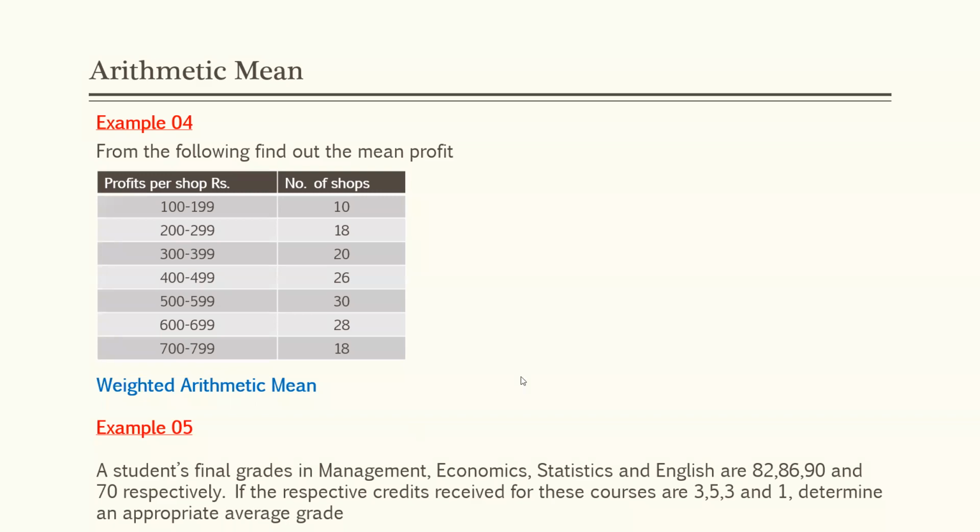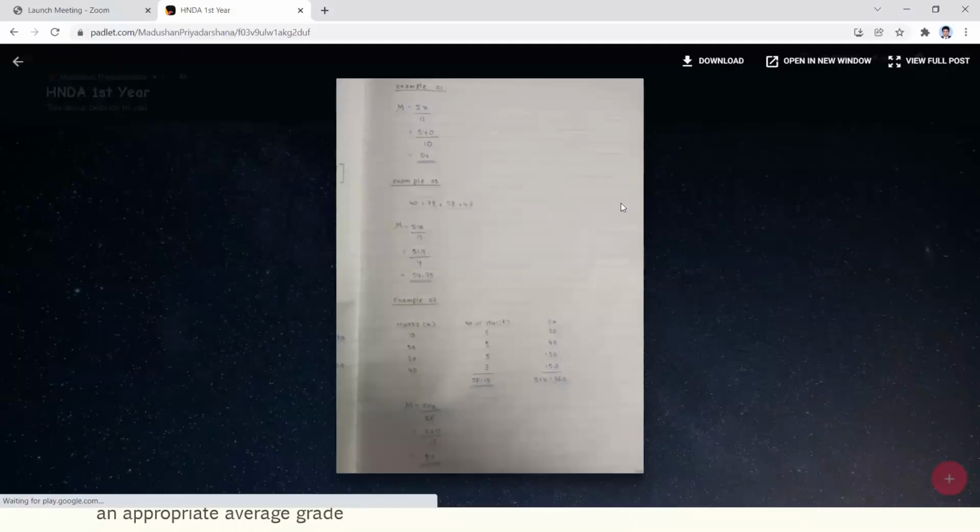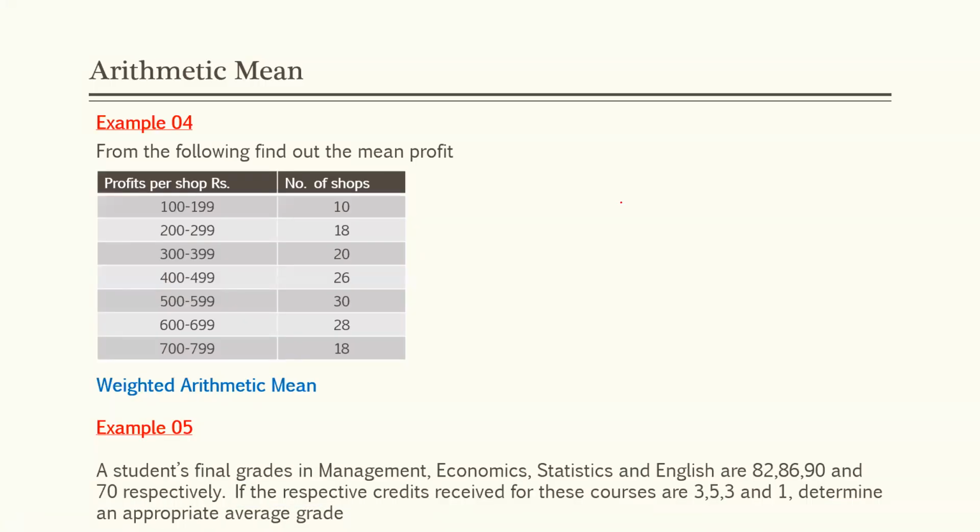Example number 4. Right, you need to calculate the mean, or else we can say average profit. There are 10 shops that earned a profit between 100 and 199. And there are 18 shops who have earned a profit in between 200 to 299 rupees. There are 20 companies who have earned profit in between 300 to 399 rupees. So you need to find what is the average profit, the mean profit.